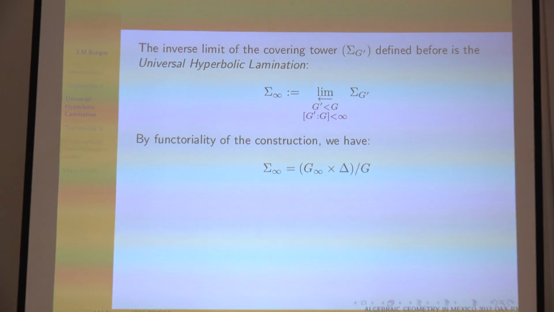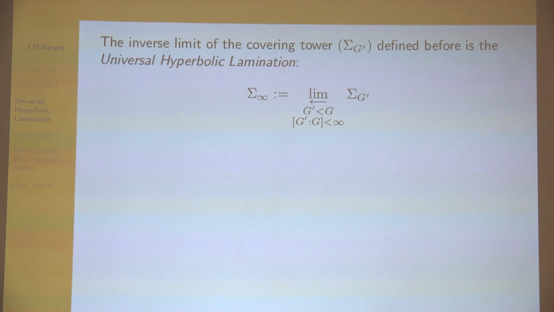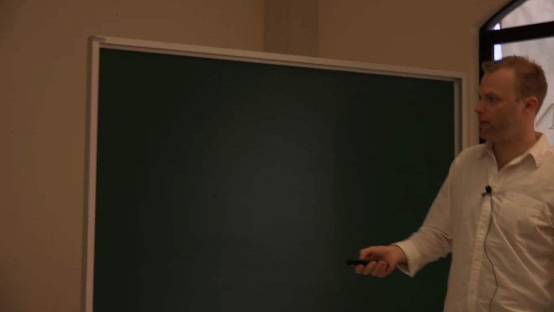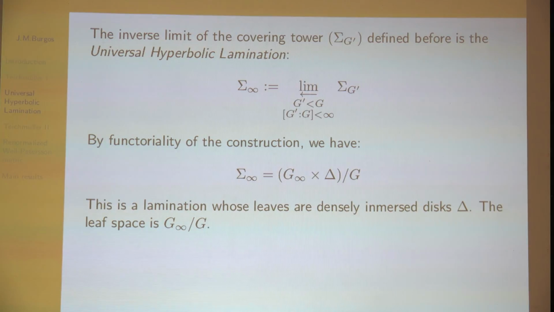Well, by the functoriality of the construction, we get this. We define the universal hyperbolic lamination as the inverse limit of the finite covering tower. And by functoriality, we have that expression in here. This is the pile of disks with G infinity as the fiber, a Cantor set fiber, and the diagonal action. And this is a lamination whose leaves are densely immersed disks. The leaf space is the quotient of the profinite completion by the group.